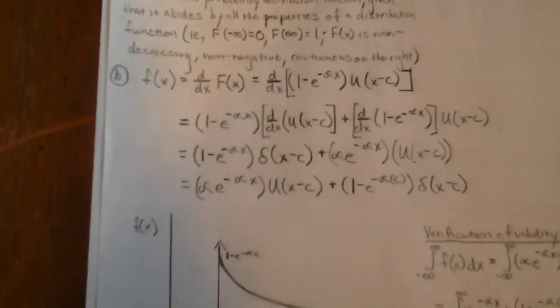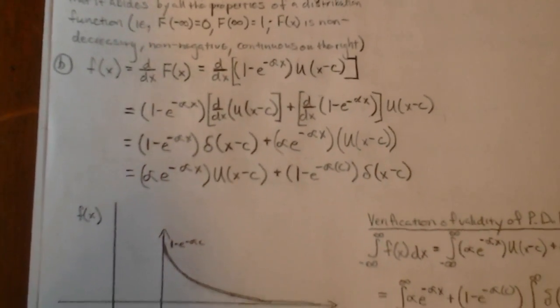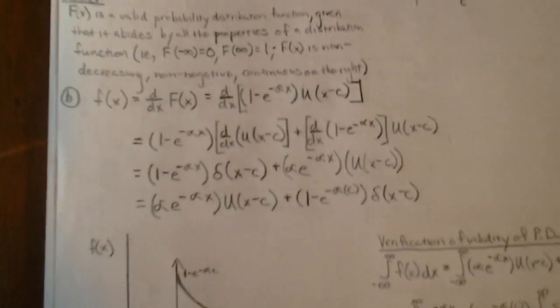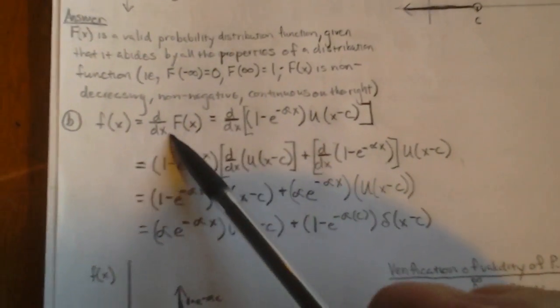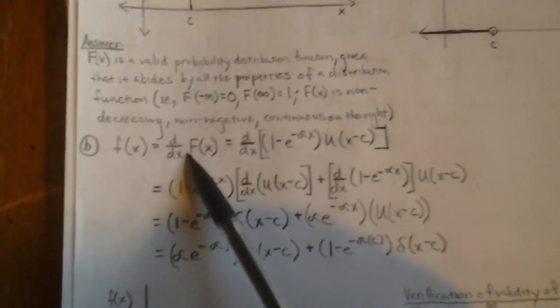Now, moving on to part B. Part B basically wants us to find and draw out the density function that corresponds to this big F of t. Now, the way we do that by definition is that we take the derivative of big F of t up here, and we play it out.